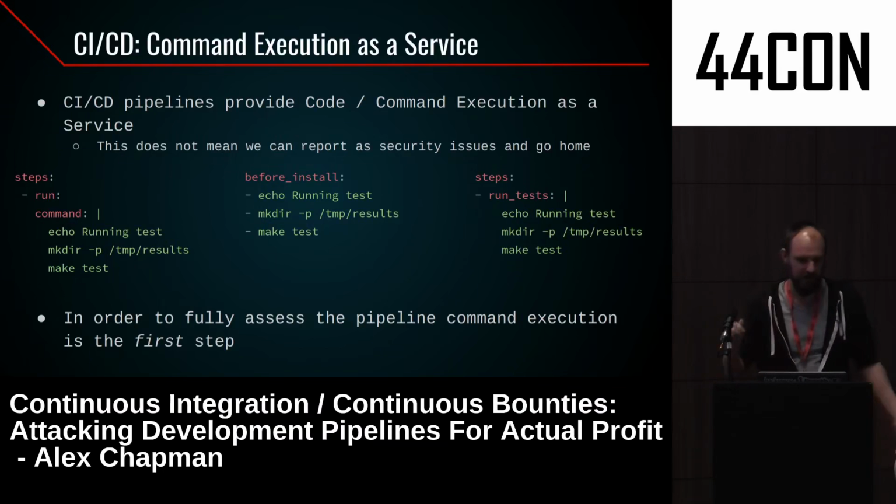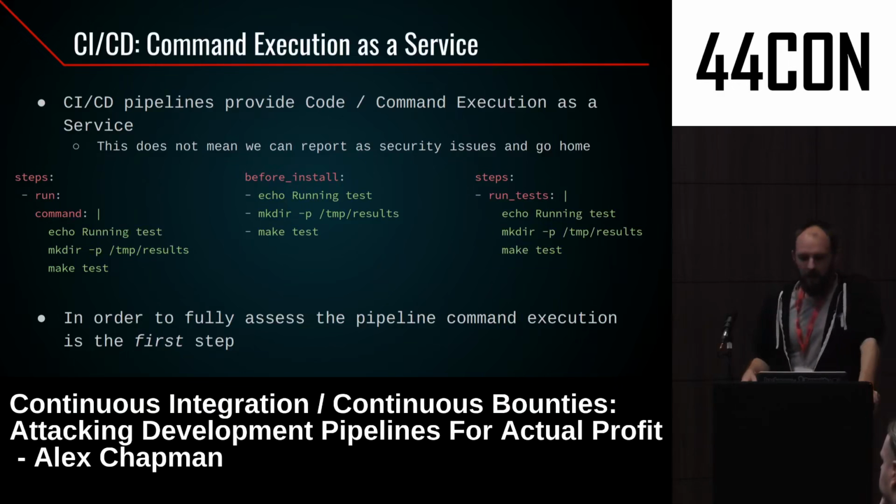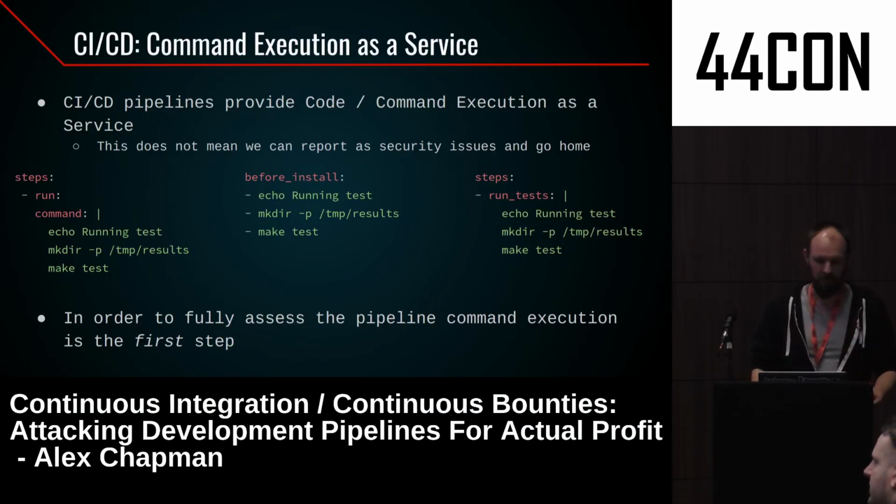These three examples on the screen are from three popular CI/CD pipelines: Travis CI, Circle CI, and an open source CI/CD pipeline called Screwdriver, all showing that in the docs, in the definition, it tells you how to run commands on their servers. But in order to fully assess a CI/CD pipeline, command execution is our first step. We need to be able to run our own commands to then start probing and looking for bugs in the build processes.